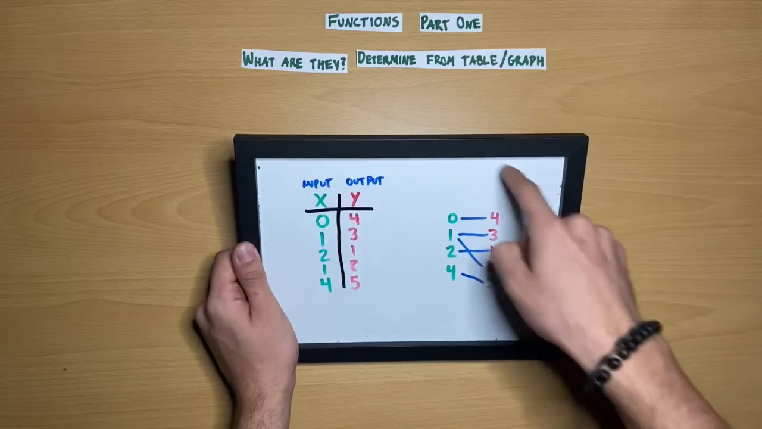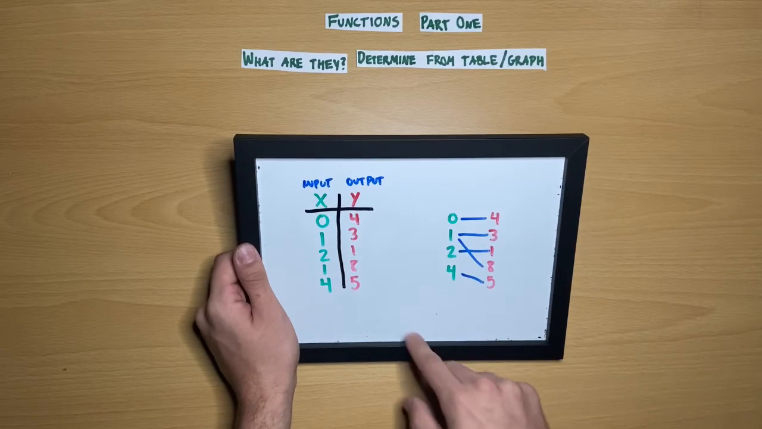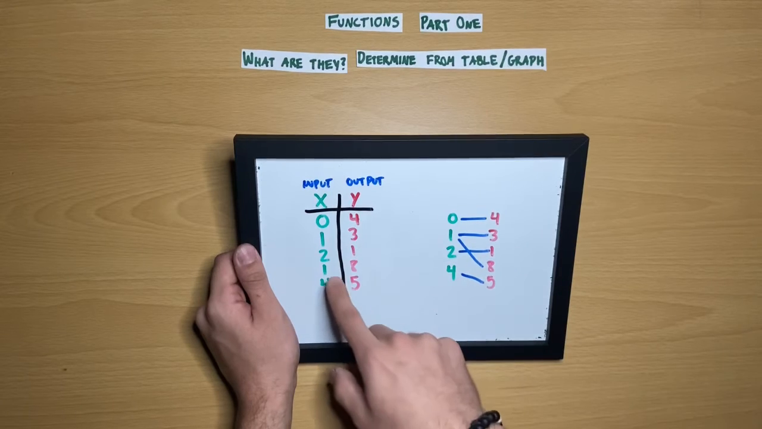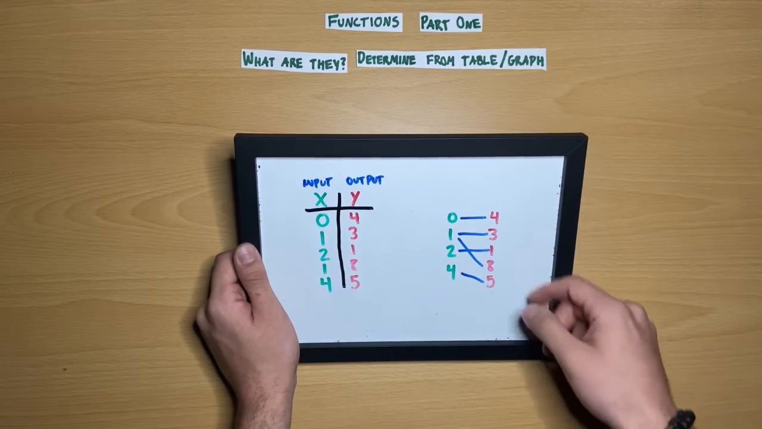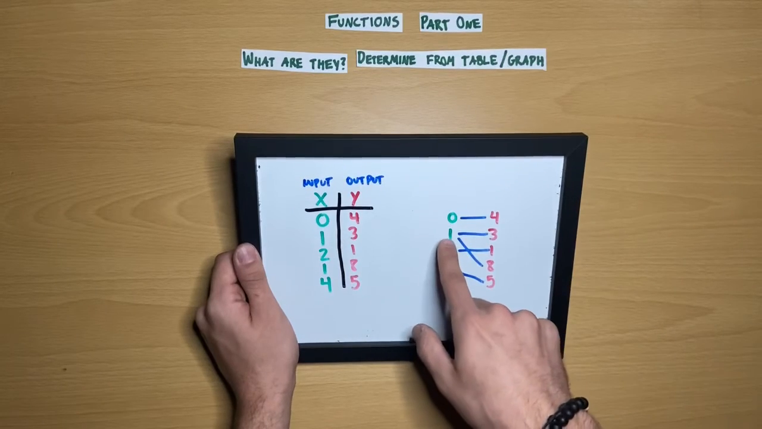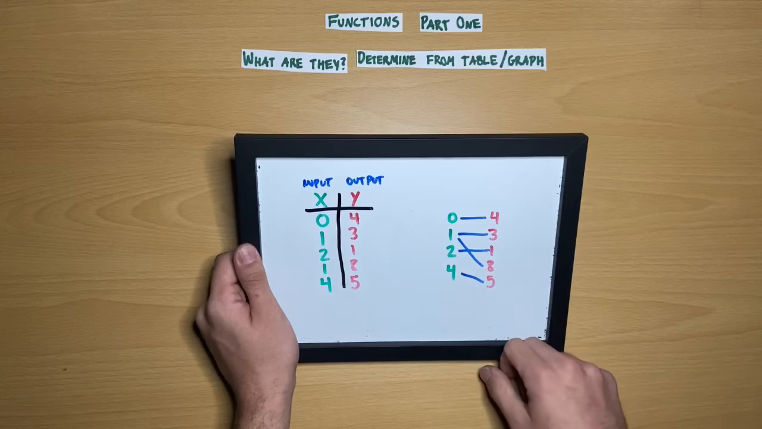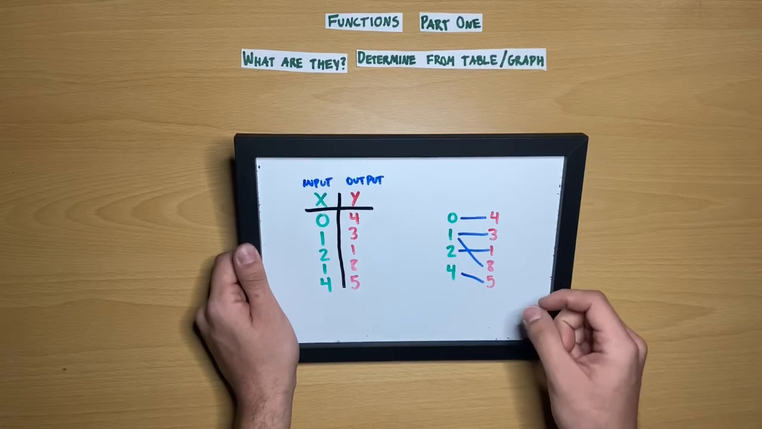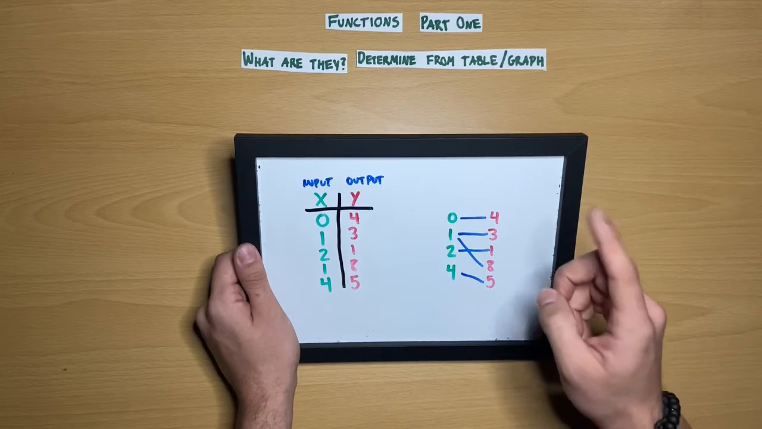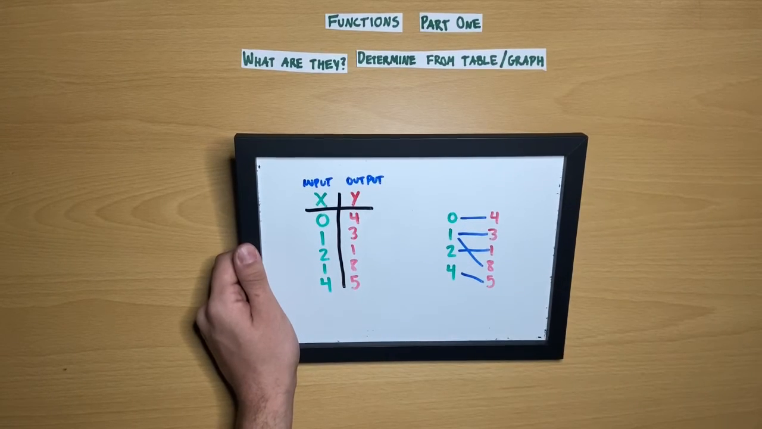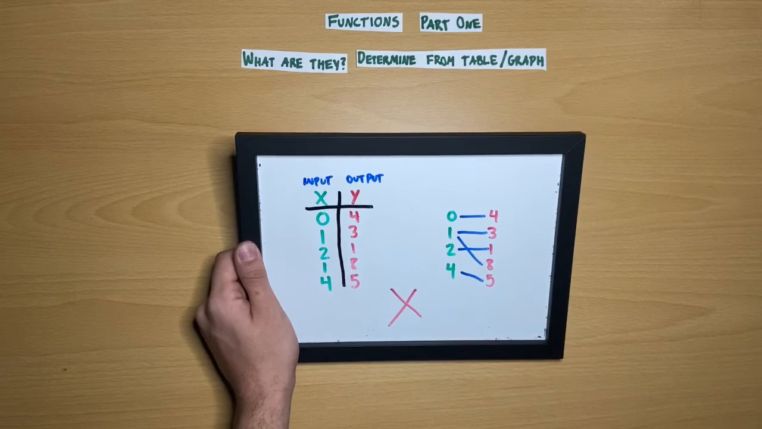Again, I showed these relationships here. 0 goes to 4, 1 goes to 3, 2 goes to 1, 1 goes to 8, and 4 goes to 5. And if you see, this 1 here goes to 3 and it goes to 8. Therefore, it does not meet that requirement of each input going to exactly one output. As a result, this table is not a function.